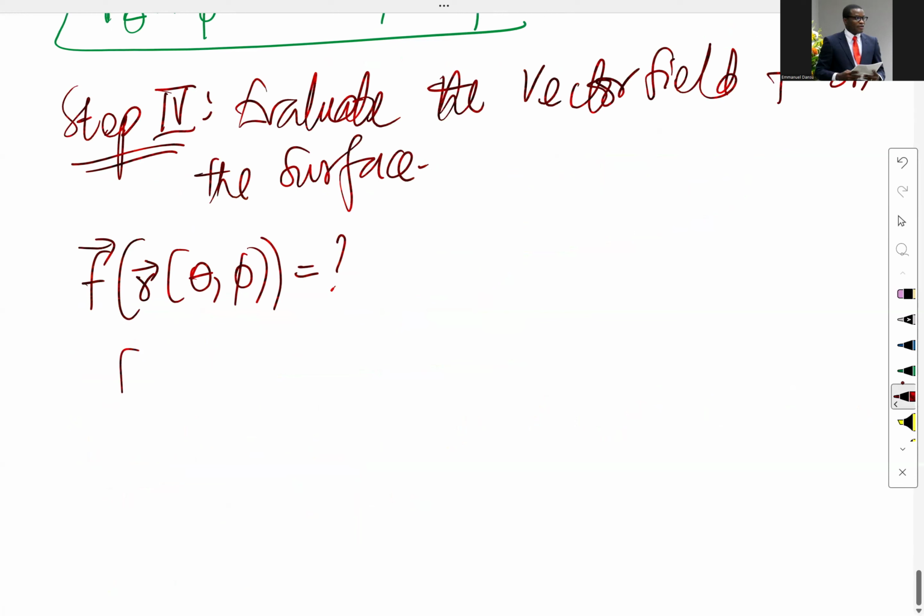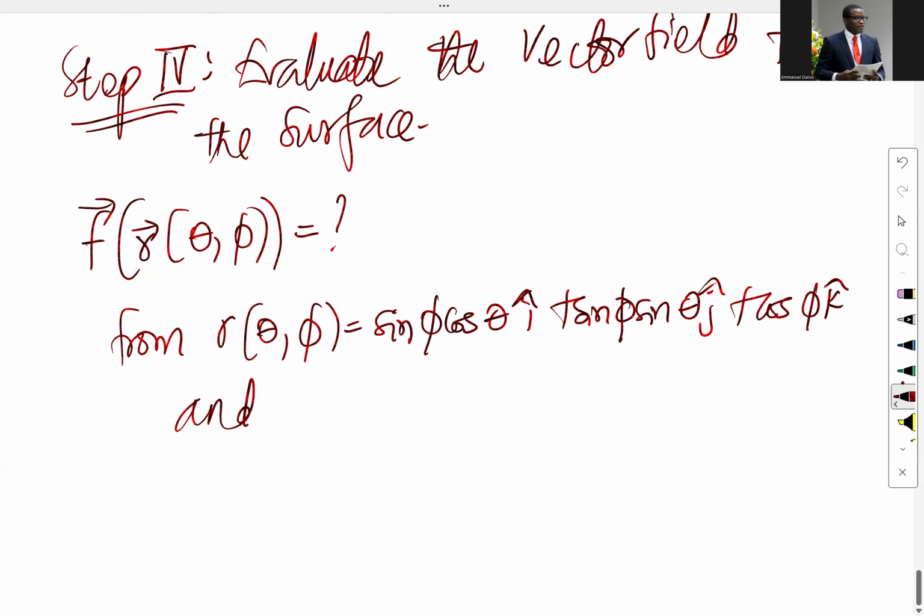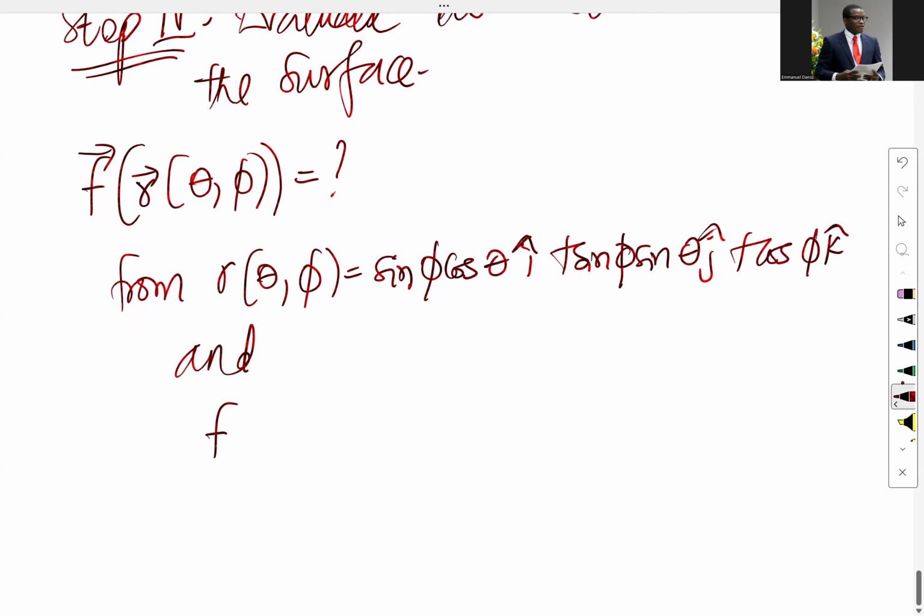So we can say we have from R of theta and phi, which is equal to sine phi cos theta i plus sine phi sine theta j plus cos phi k from that, right? And don't forget the original force field. The original force field we had says from the original force field, as we have F now of x, y, and z.